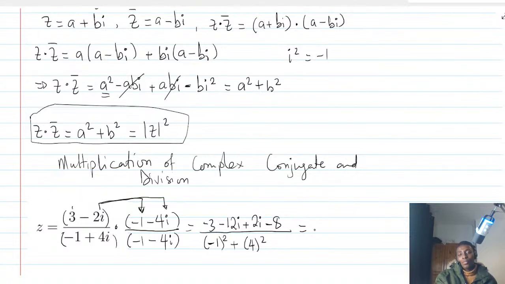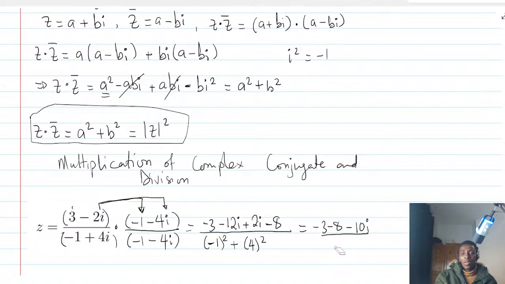So it will be that is -3 minus 8 minus what? 10i divided by what? Minus i squared plus 4 squared, what? 17, right? 4 squared is what?